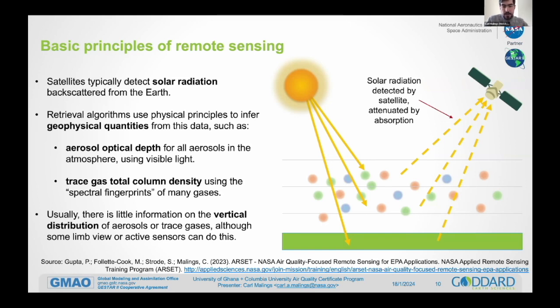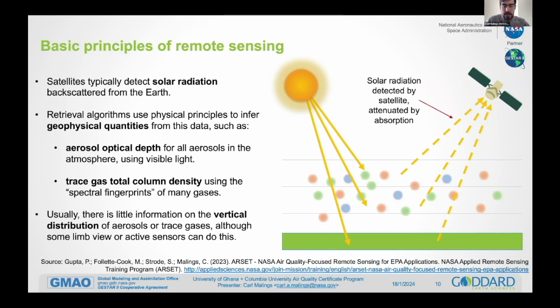So with this kind of a passive remote sensing approach, we typically don't get information about where along this light's path those interactions might have occurred. So where, for example, vertically in the atmosphere, these chemicals might be concentrated. We just get information about the total amount that was present in the full column of the atmosphere that this light might have passed through.